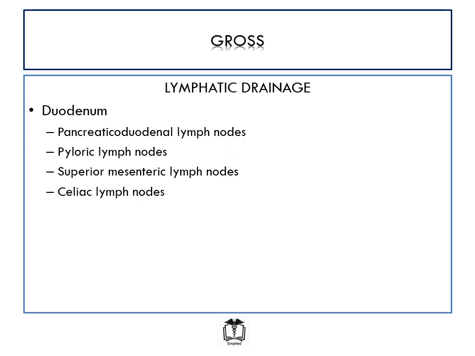In terms of lymphatic drainage, there are various lymph nodes involved in draining the small intestine. For the duodenum, we have four major lymph nodes that drain the entire duodenum. This includes the pancreaticoduodenal lymph node, the pyloric lymph node, the superior mesenteric lymph node, and the celiac lymph node.